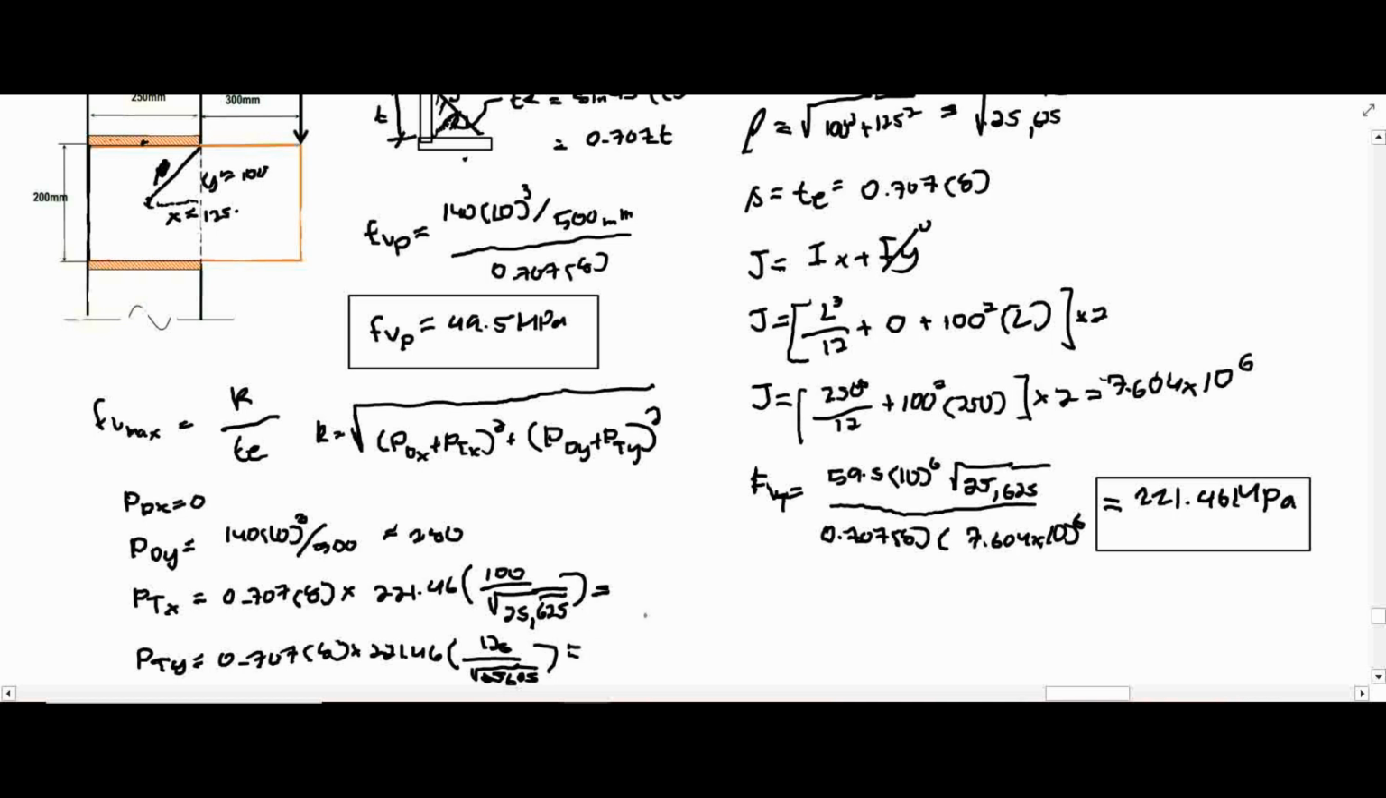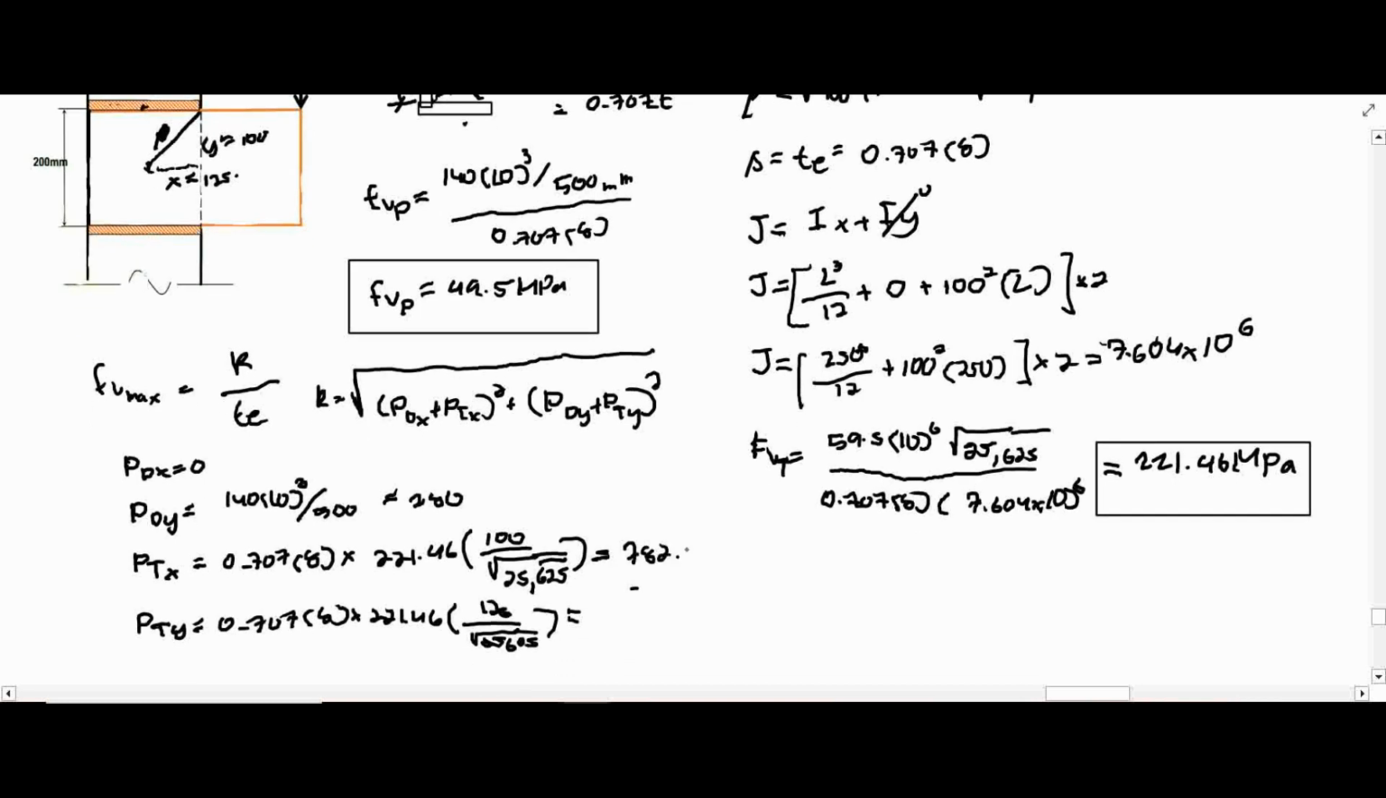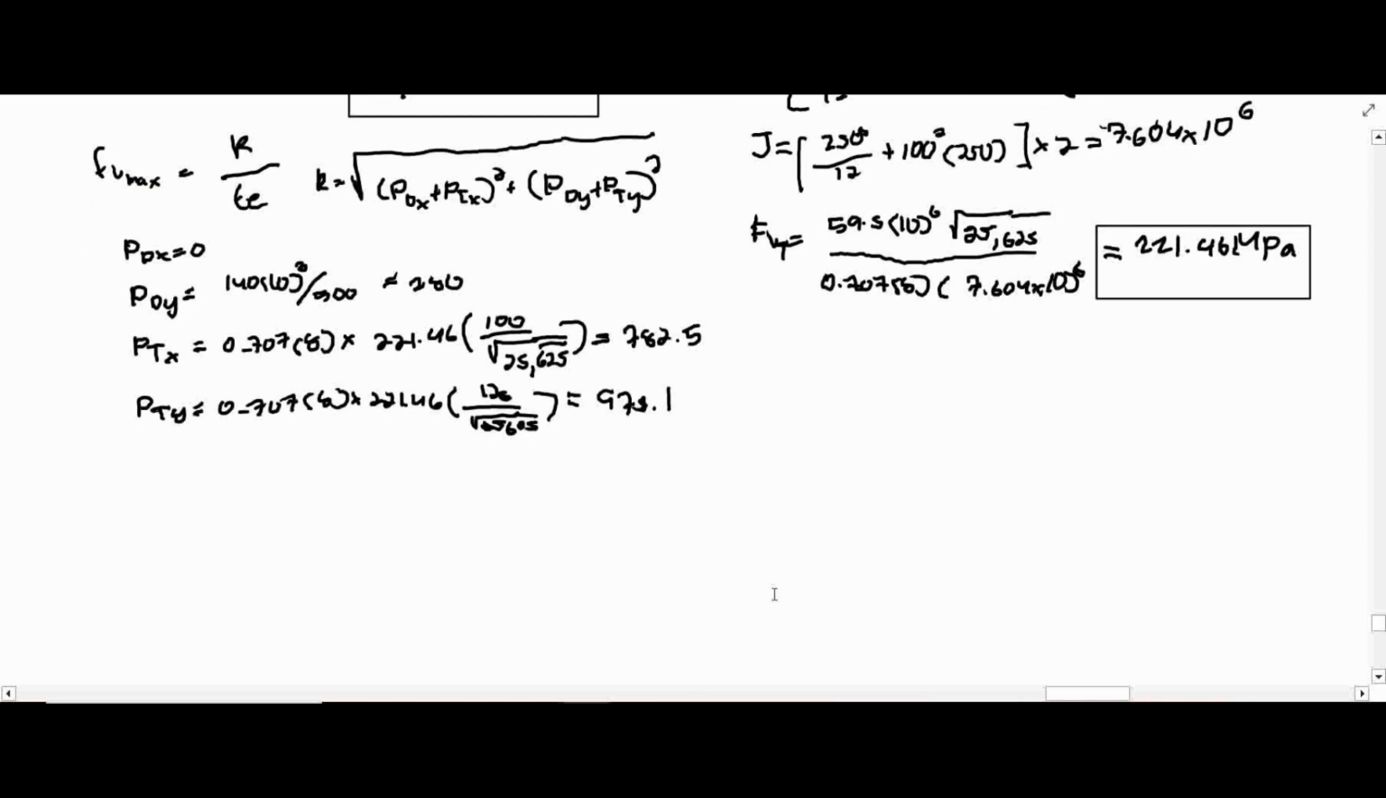Okay, so we can now calculate. This PTX will be 782.5, and this one, PTY, is 978.1.